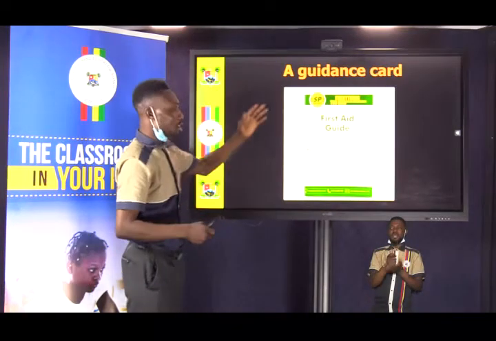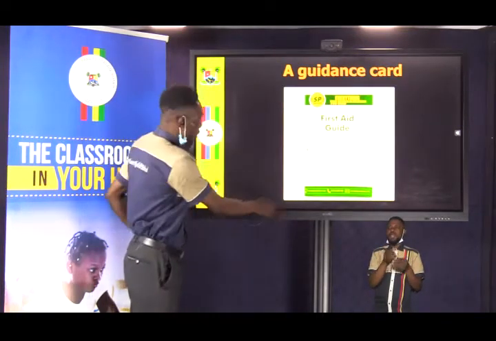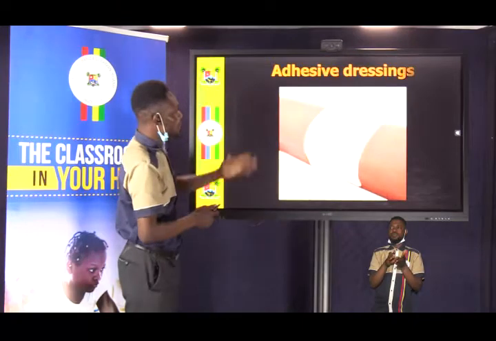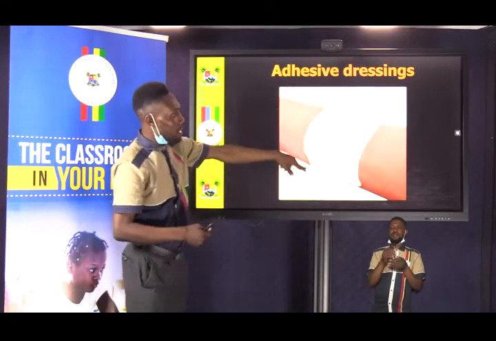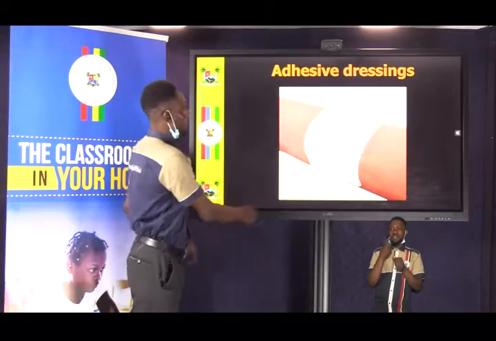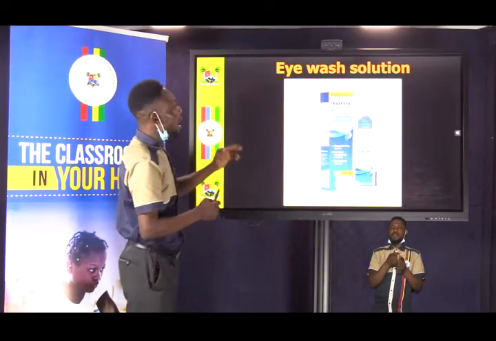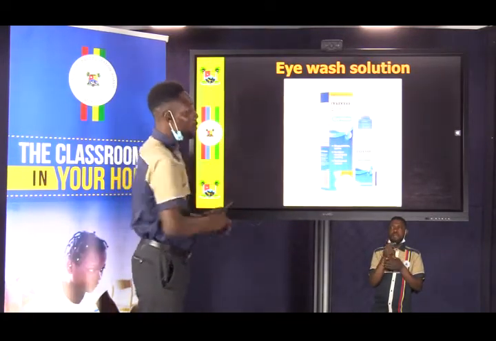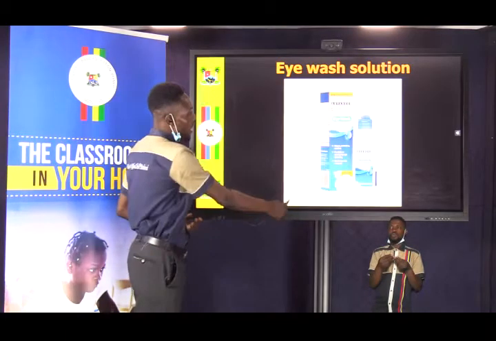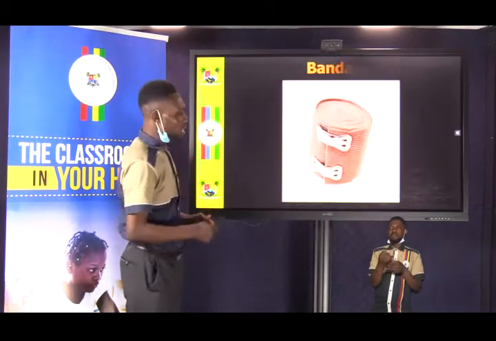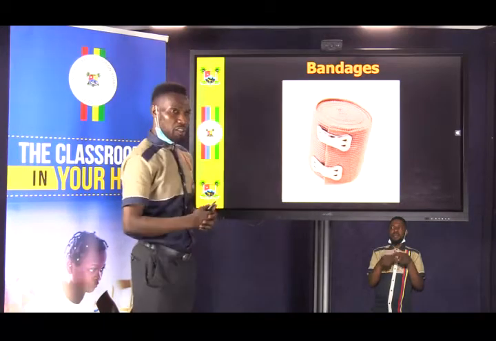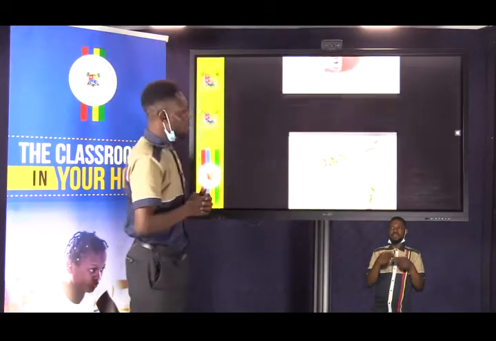We have a guidance card. That's one of the items in the first aid box. Adhesive dressings, I think you can see the picture, is one of the items in the first aid box. Eye wash solution, look at the picture. That's also an item in the first aid box. Tell me more. I think you have them. Bandages, correct. That's another item.